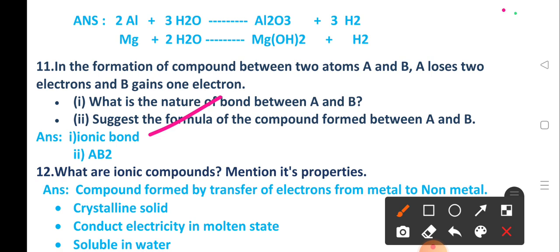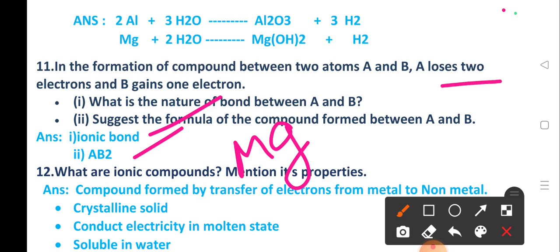Whatever A is, it is donating electrons and B is gaining electrons; because of the exchange of electrons, the bond is formed. Then which bond is it? Ionic bond. The first element has the capacity to donate 2 electrons, and the second element is only able to receive 1 electron. Then the formula that forms is AB2. Why AB2? I will give an example. Magnesium, in its outermost shell, 2 electrons are there.